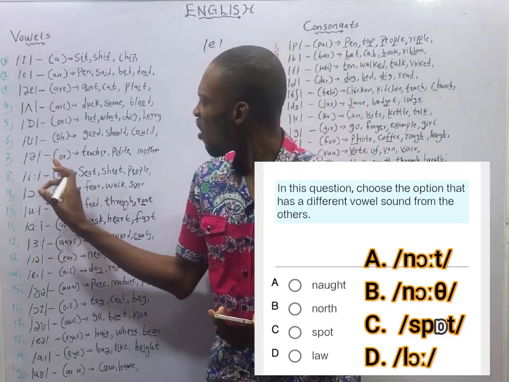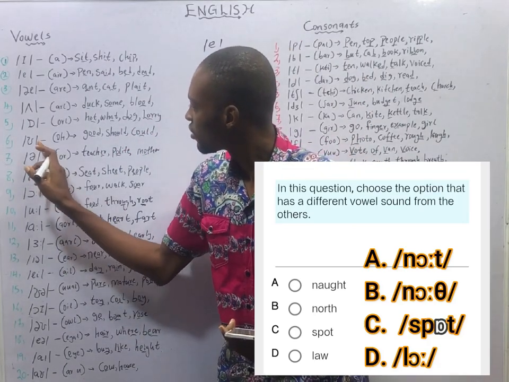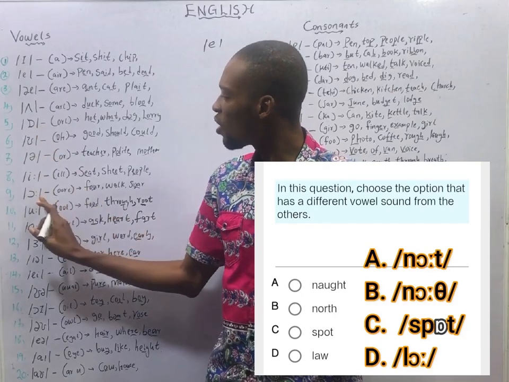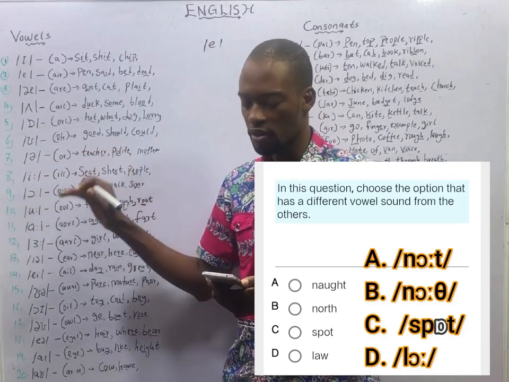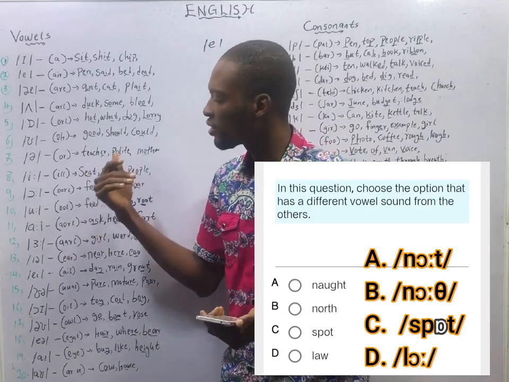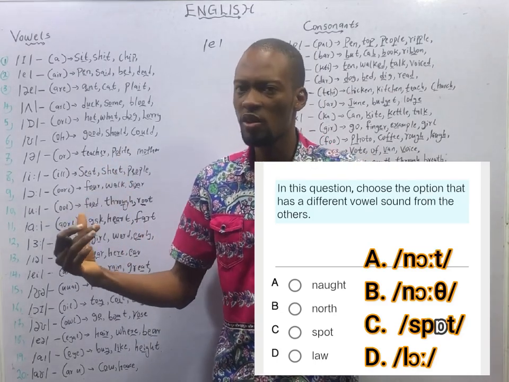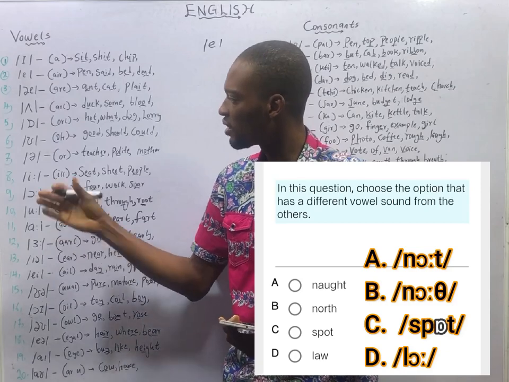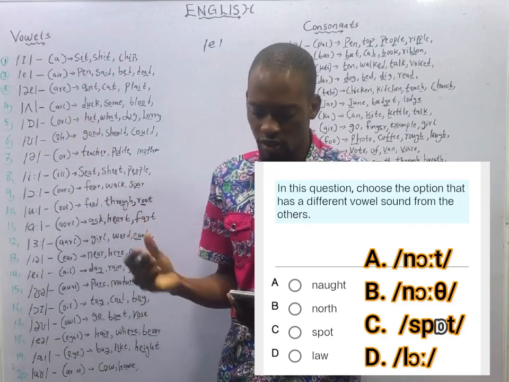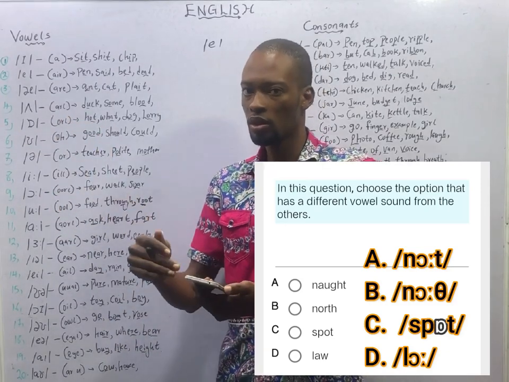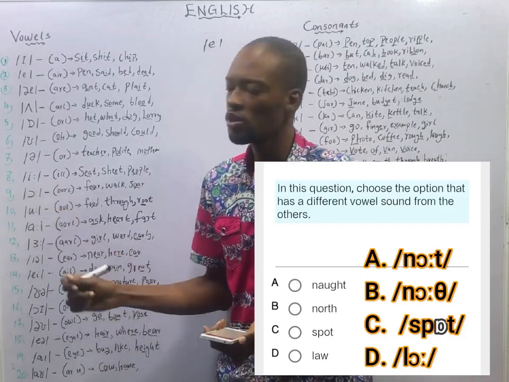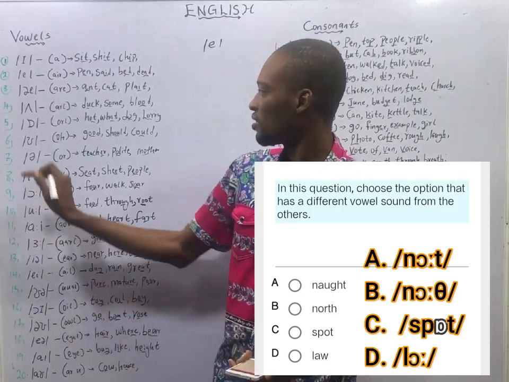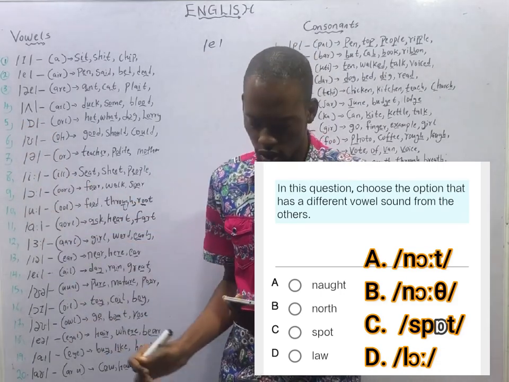Spot has the short O sound, not the long O sound. Look at it: spot, not. You see that "not" is pronounced with more emphasis than "spot". Now look at "low". Low has the long version of the O sound. This is short and this is long.